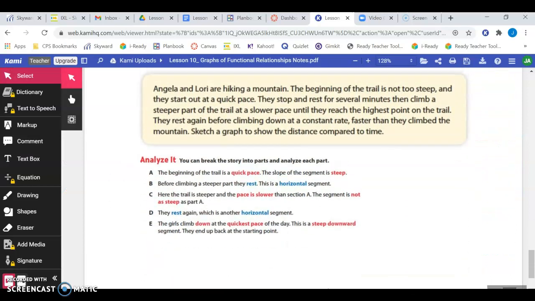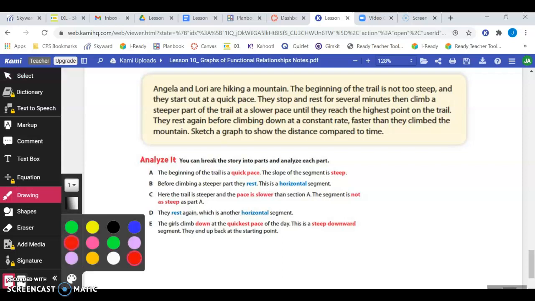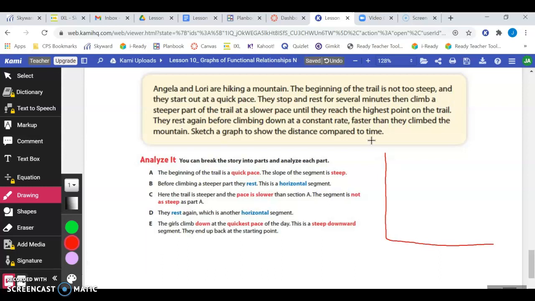All right, and then our last one here, we're gonna have a story and we have to make our graph. So Angela and Lori are hiking a mountain. The beginning of the trail is not too steep and they start out at a quick pace. So we have to draw the graph and we have to figure out what's going on. Well, they're hiking a mountain, so time is gonna pass. So time is gonna be our X. And this would be like the height of the mountain or height on the mountain. It's hard to write sideways there.